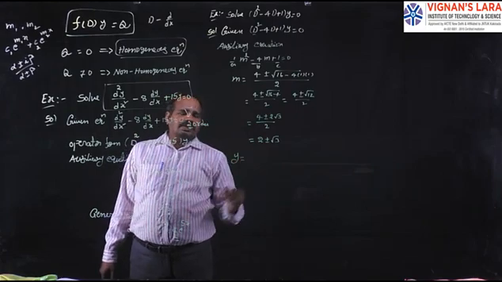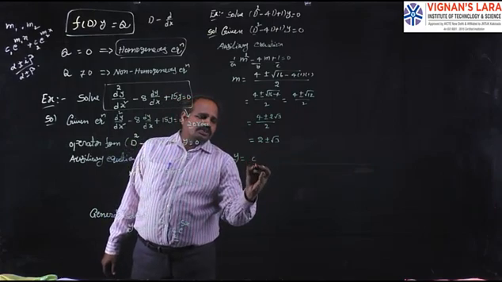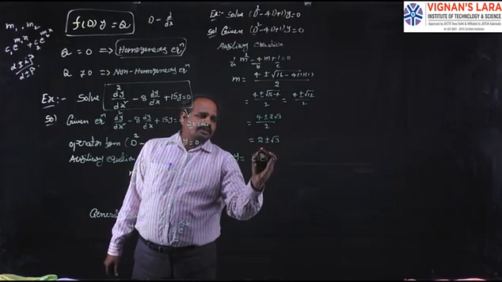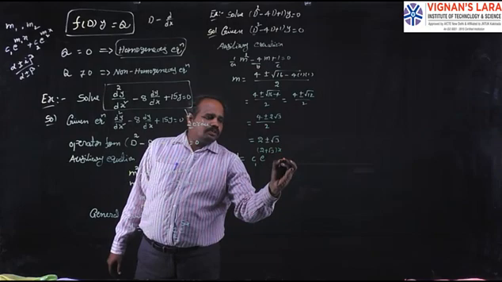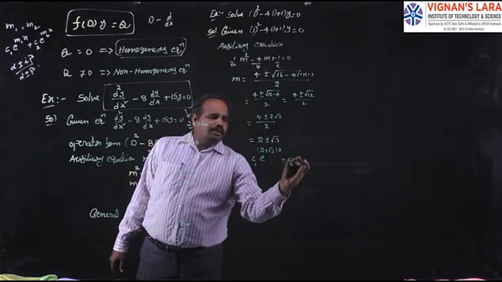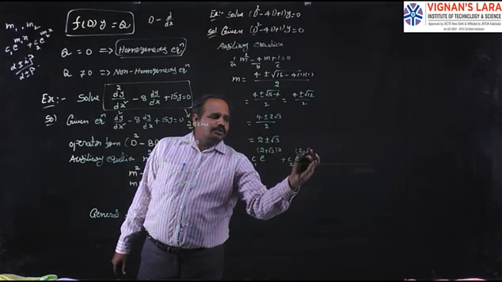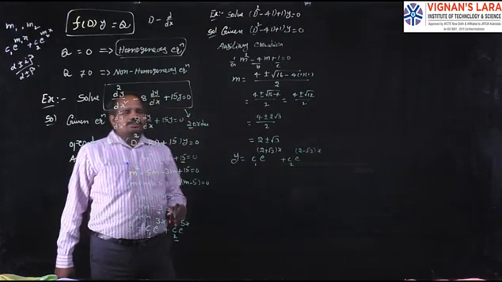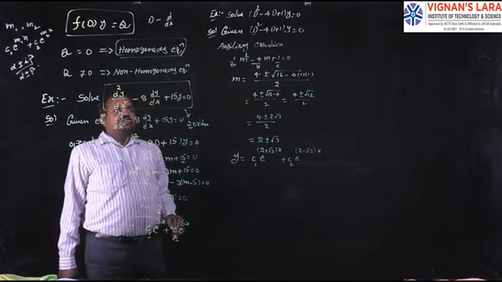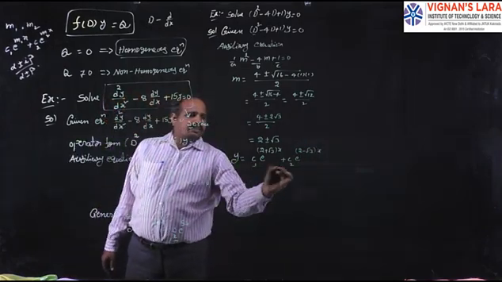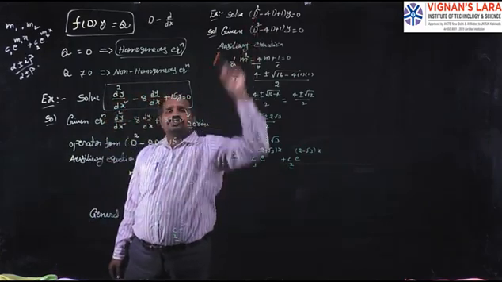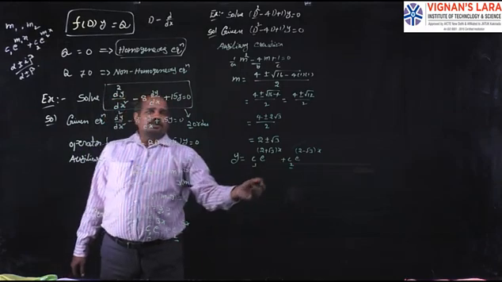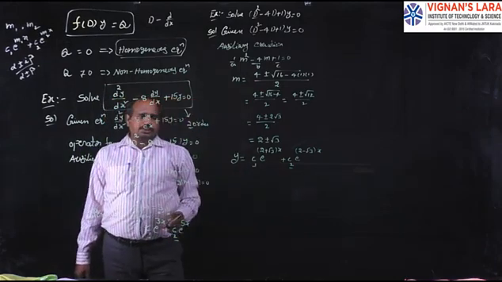General solution: y is equal to c1 e power (2 plus root 3) x, this is one root, plus c2 e power (2 minus root 3) x. So this is the general solution of the given equation. This one has two arbitrary constants. Why? Because the given equation is of second order, and that's why I got two arbitrary constants in the general solution.